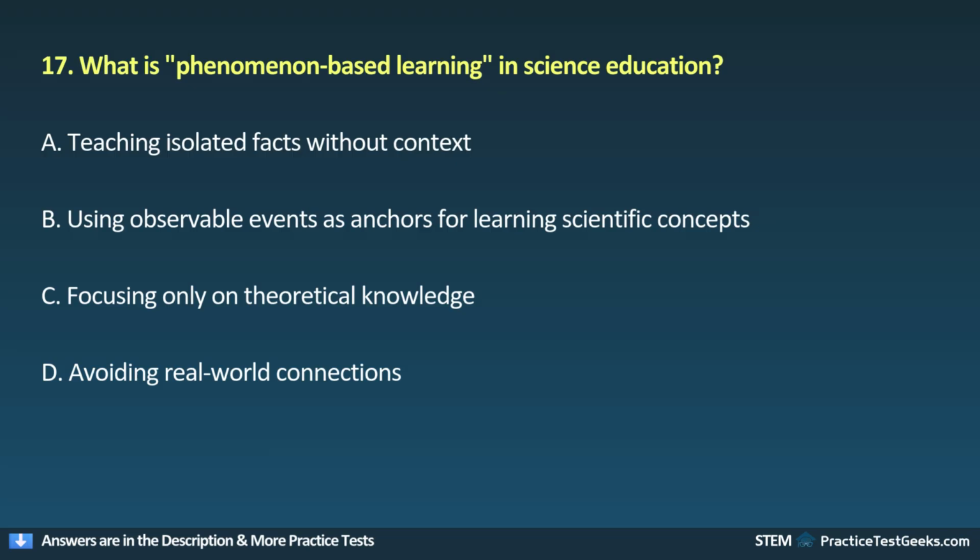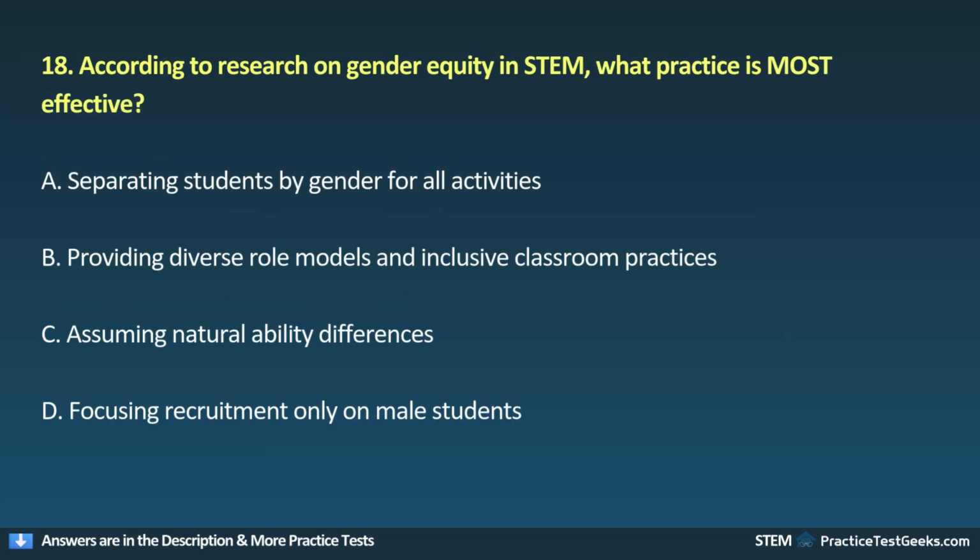17. What is phenomenon-based learning in science education? A. Teaching isolated facts without context. B. Using observable events as anchors for learning scientific concepts. C. Focusing only on theoretical knowledge. D. Avoiding real-world connections.